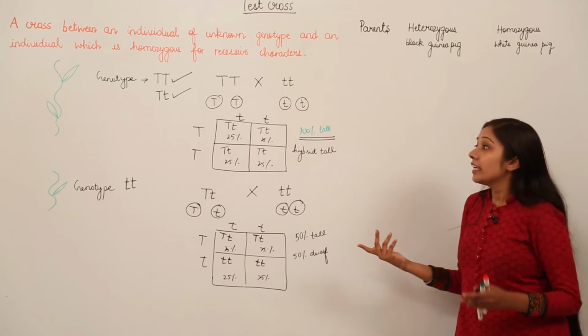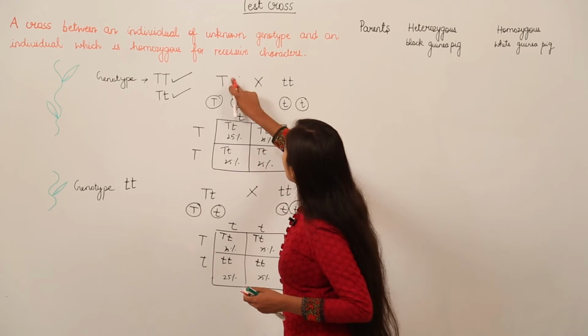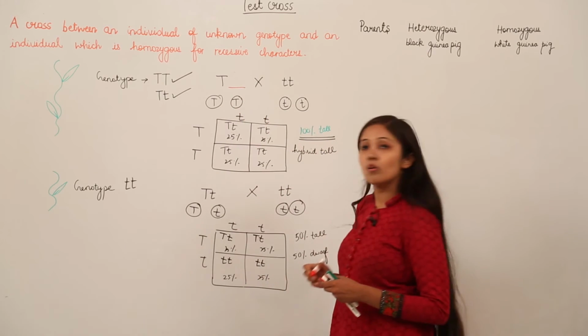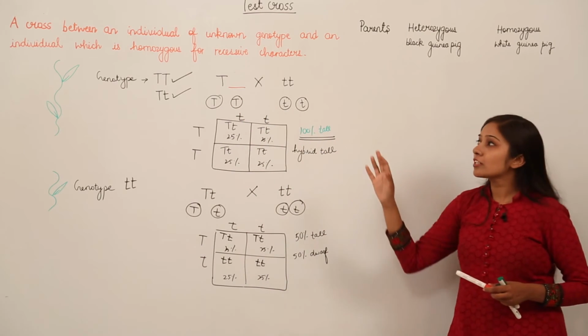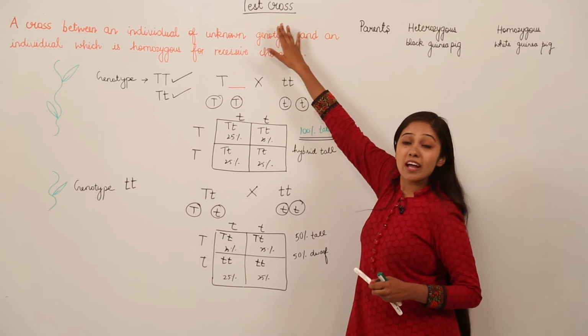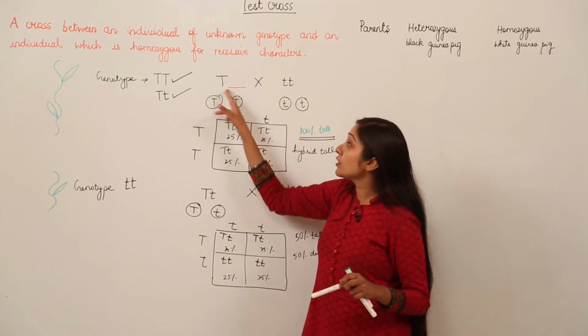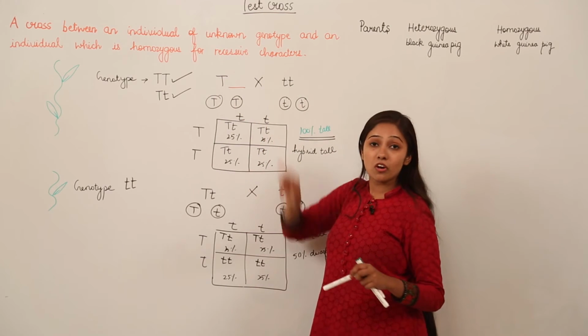For example, if in the examination you are asked to complete this, for example, we have a blank over here, you are supposed to write what is going to be the genotype of this organism. That is why we do a test cross. Remember why do we prefer test cross? Because we are going to have the unknown genotype of the organism.